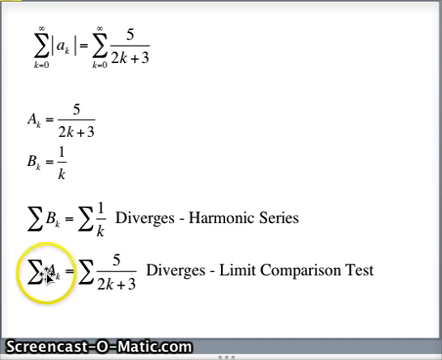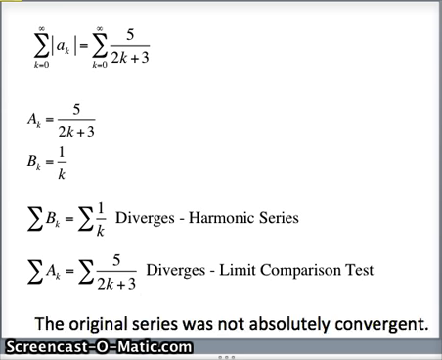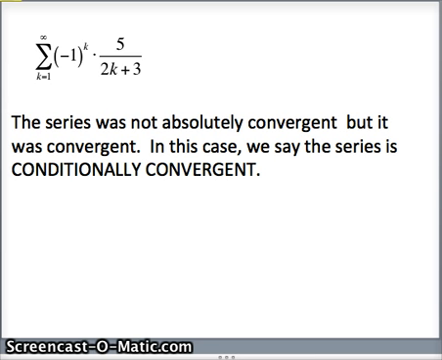What can we argue then? The sum of the A sub k must be of the same type. Since the limit comparison test gave us a positive finite number, both series are of the same type. Sum of 1 over k diverges, therefore sum of 5 over 2k plus 3 also diverges. So the absolute values diverged, not absolutely convergent. So the original series was not absolutely convergent. When we took away the sign flashers, it diverged. So the original series was convergent, but it's not absolutely convergent.